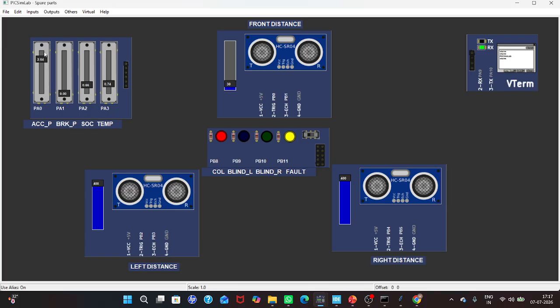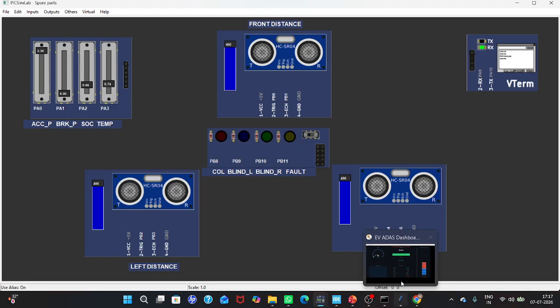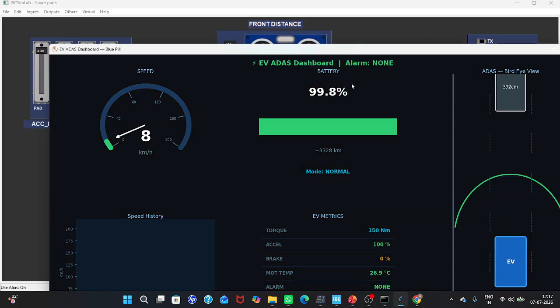If we increase PA0 and we increase front distance, now battery is 99.8%, torque is 150 Nm, accelerator 100%, brake 0%, motor temperature 26.9 degrees centigrade. Now the vehicle is far away, so the alarm detects none.